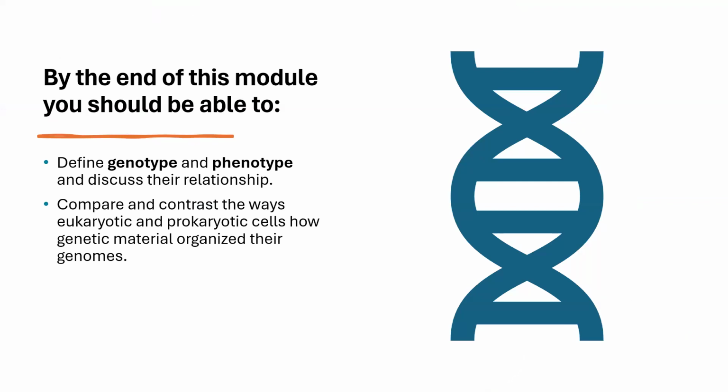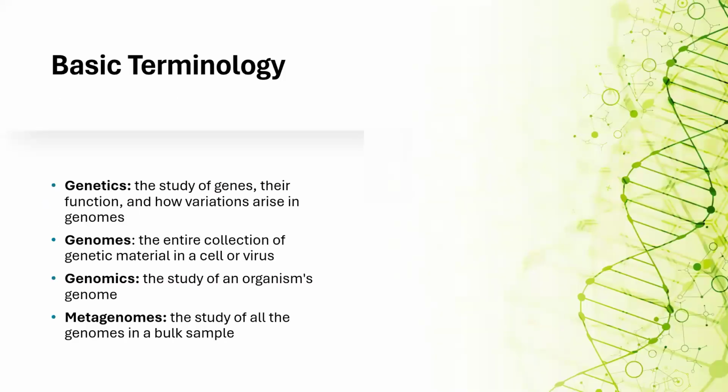By the end of this module, you should be able to define genotype and phenotype and discuss their relationship, and compare and contrast the ways eukaryotic and prokaryotic cells' genetic material is organized in their genomes. To get at that, we're going to start out with some basic terminology.